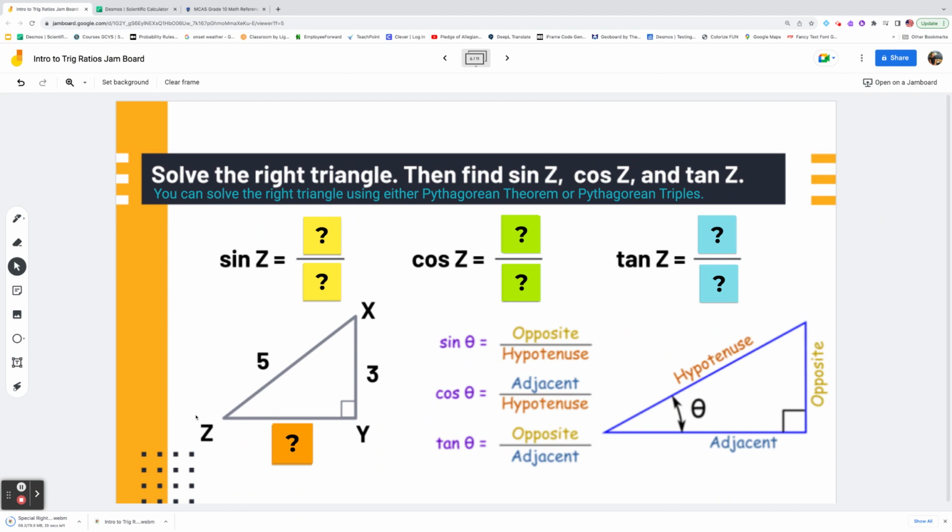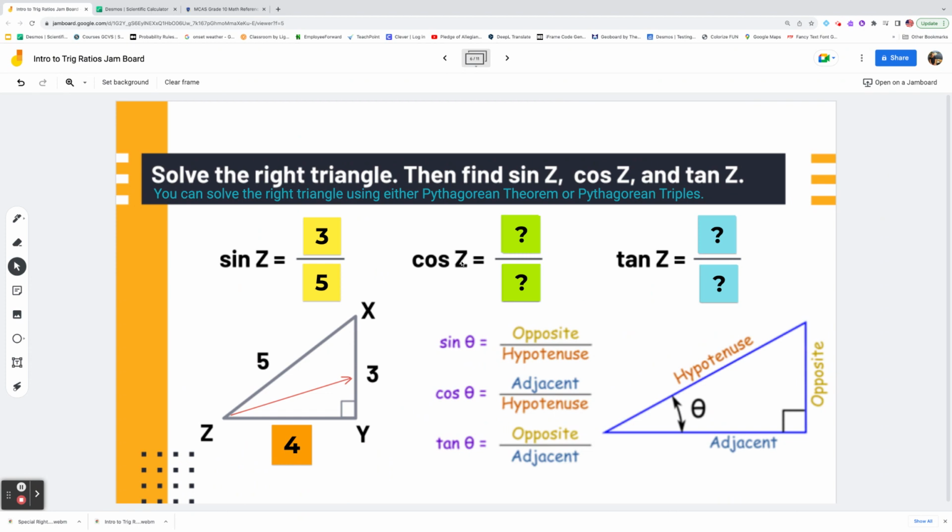So I'm going to use a Pythagorean triple, and I know that the most famous triple is the 3, 4, 5 right triangle. So I believe that this side here, side YZ, is 4 units in length. Now that I know that, to determine the sine of z, I use the opposite over the hypotenuse. The opposite of z is the side directly across. The hypotenuse is always the longest side in any right triangle. So the sine of z is 3/5, 3 over 5.